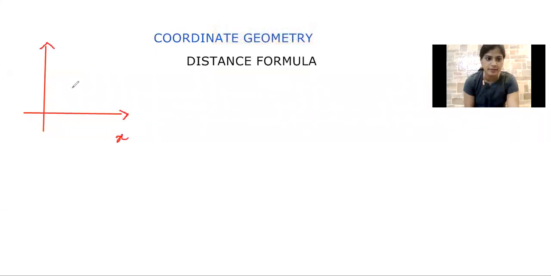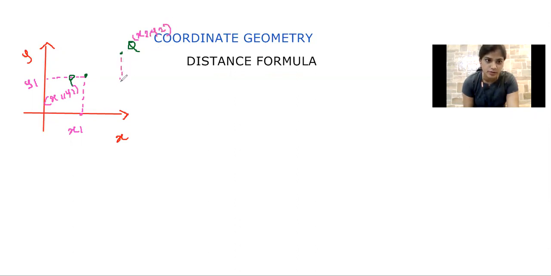So I'm going to take a graph. This coordinate plane contains the x-axis and y-axis. And I'm going to take 2 points, which are P and Q. For P, it is going to be x1 comma y1. On the x-axis this point is going to be x1, and on the y-axis this point is going to be y1. And this Q is going to be x2 comma y2.